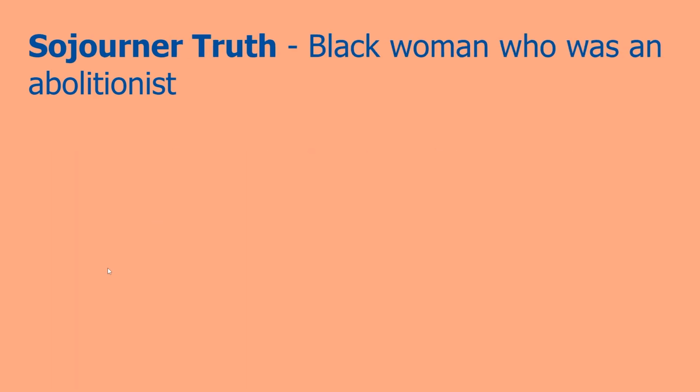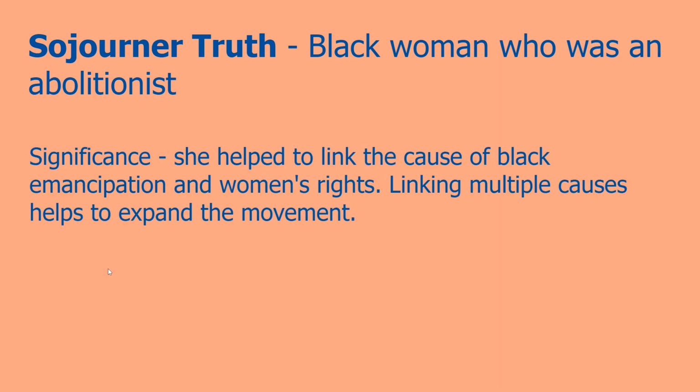Sojourner Truth, a black woman who was an abolitionist. She helped to link the cause of black emancipation and women's rights. Linking multiple causes helps to expand the movement. So abolitionism definitely coincided with women's rights, and this helped to get more people to join the movement. It's also important not to underestimate the impact of women in any movement because they're often seen as the moral side of humankind.